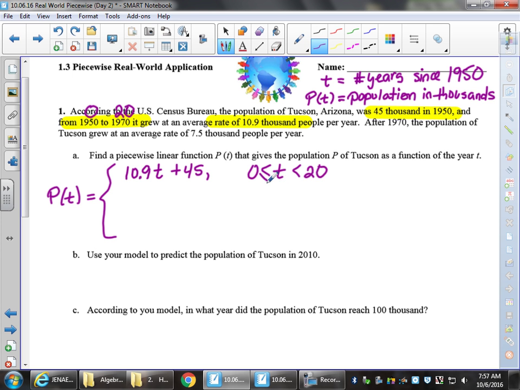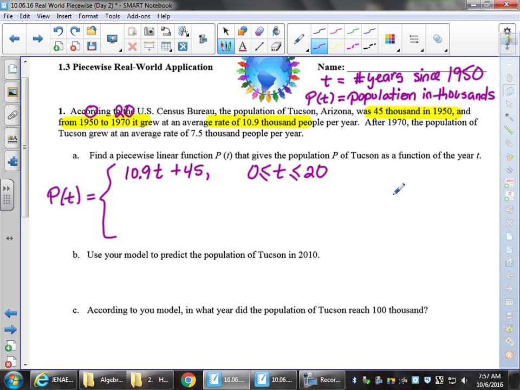We are still counting the year 1950. So let's see what happens. If T is 0, what does this entire piece become? 0, and then what's the population? 45. Was that the population in 1950? Yeah. So it's going to be greater than or equal to 0, less than or equal to 20. Yes, because that will get me my 1970 year. Fantastic.